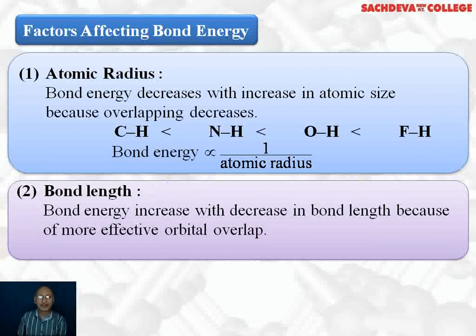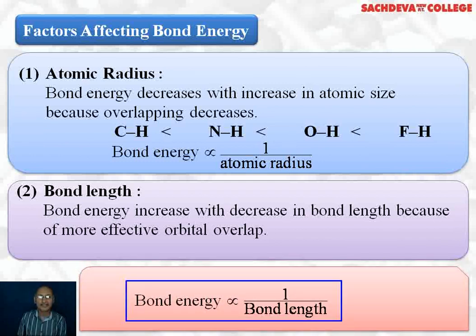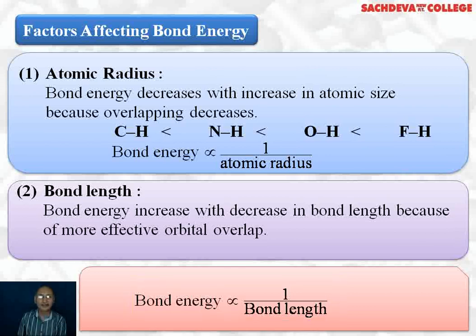Bond length. Bond energy increases with decrease in bond length because of more effective orbital overlap. It means if there is a smaller bond length, high energy will be required. You may know hydrogen is less reactive at room temperature. Why? Because it has high bond dissociation energy. Why does it have high bond dissociation energy? Due to smaller bond length. Why does it have smaller bond length? Because hydrogen is smallest in size. Bond energy is inversely proportional to bond length. The smaller the bond length, the higher the bond energy.